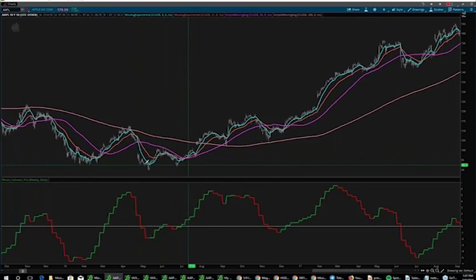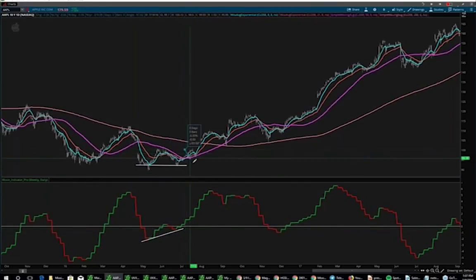Here's double top, double bottom in price. Let's see if my cursor will finally work here. There we go. How about this? Got some divergence coming in. Okay, and then right here, price through the moving average. And there we go, look at that.